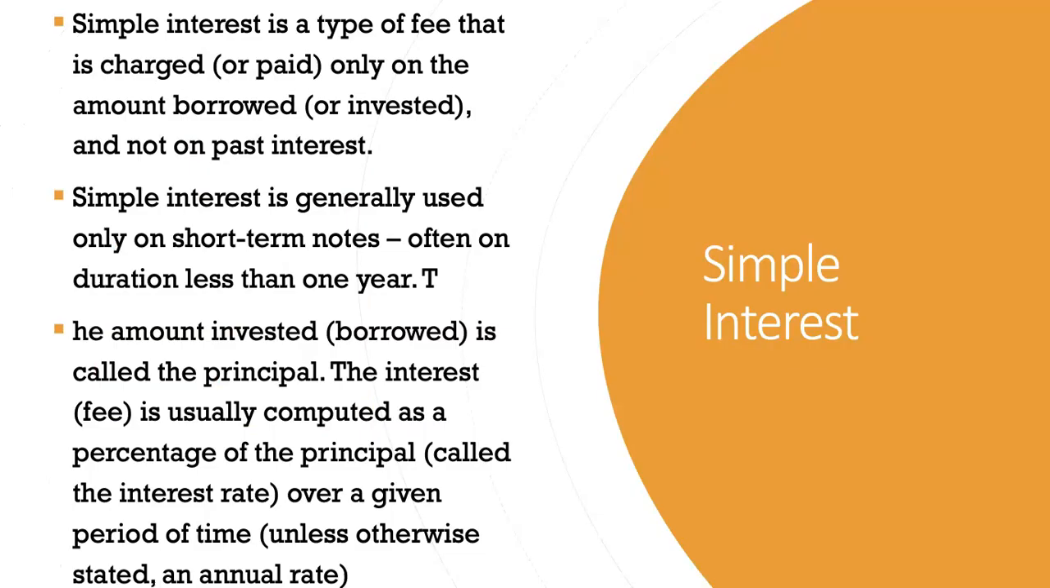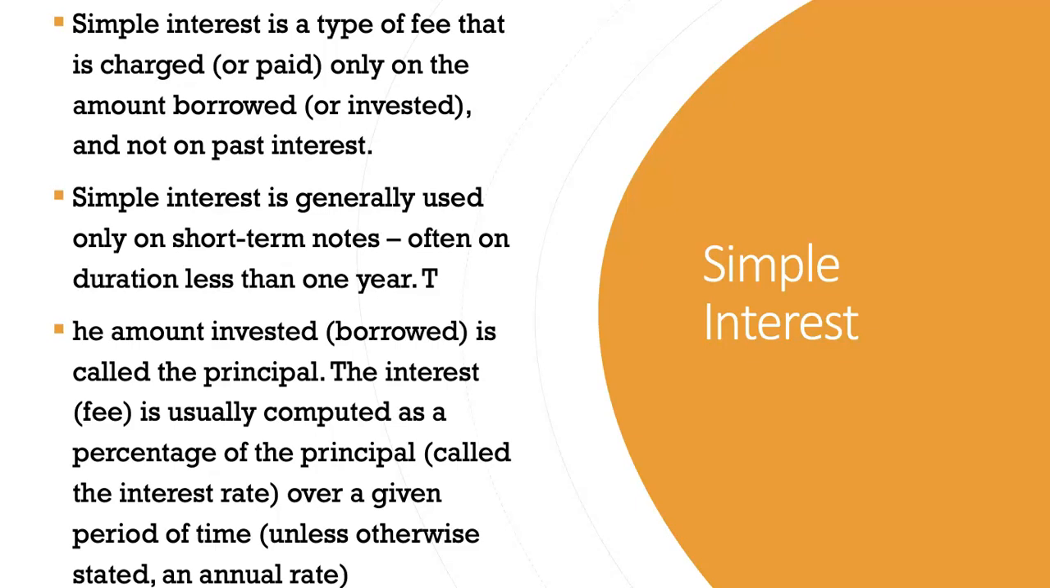So remember, if you did the simple interest lesson the first time, it is a type of fee that is charged or paid only on the amount borrowed or invested, not on past interest. So you're pretty much just saying, this is how much I'm going to pay to borrow, or this is how much I'm going to receive for somebody else to borrow it from me, like in a savings account.